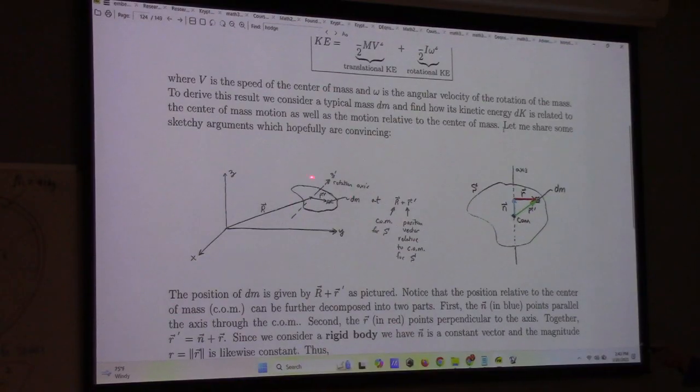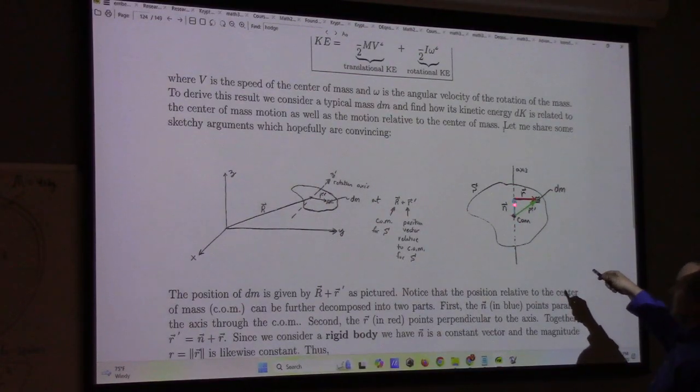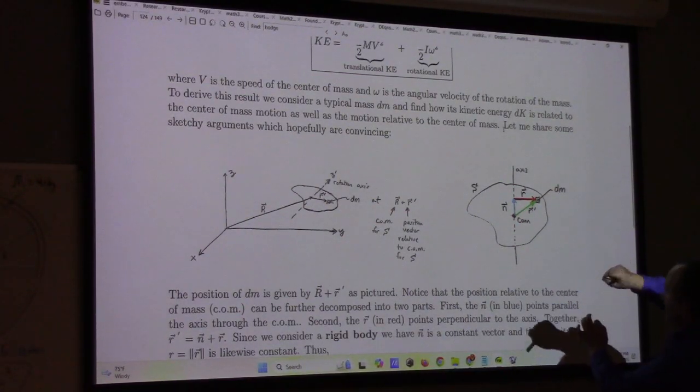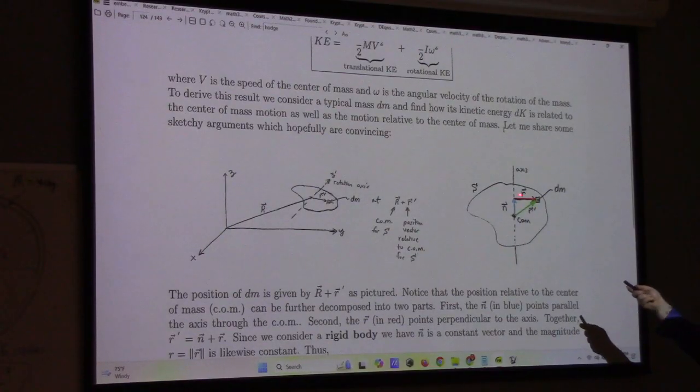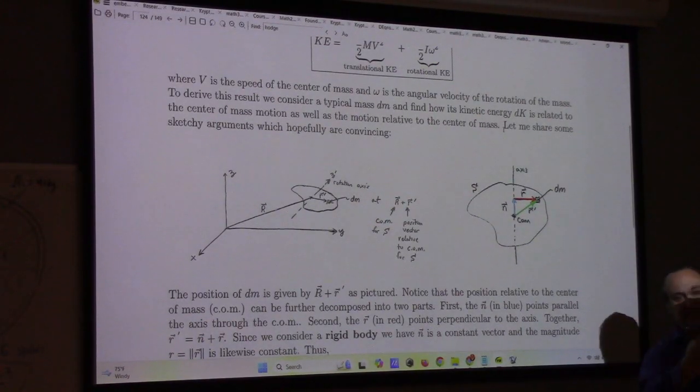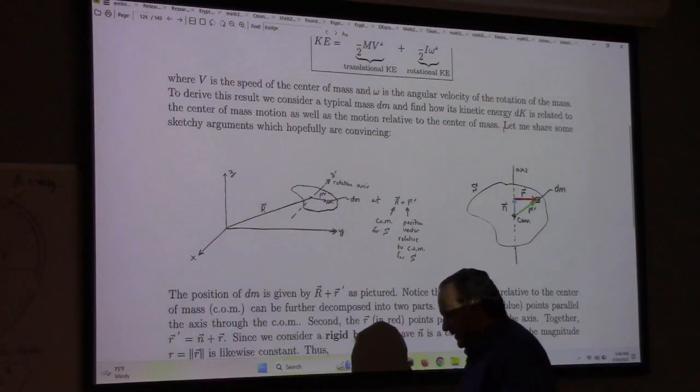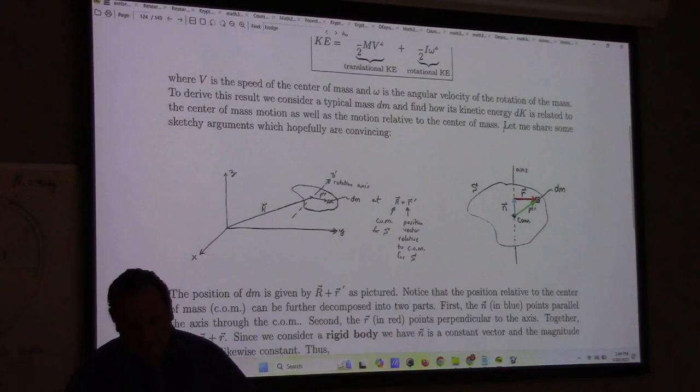And here's a zoomed-in picture of this, my rotation axis being up-down. r prime has two pieces, right? On the one hand, it has the part which is parallel to the axis of rotation. On the other hand, it has the component which is perpendicular to the axis of rotation, right? Only the perpendicular piece really directly ties into the rotational speed. If this perpendicular piece was equal to 0, the dm wouldn't really be engaging in rotational motion. It's just spinning in place. If it's a point, there's no rotational kinetic energy there.